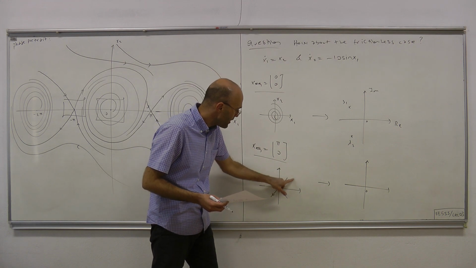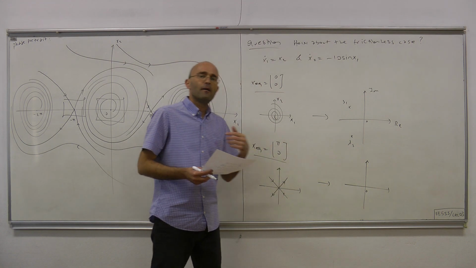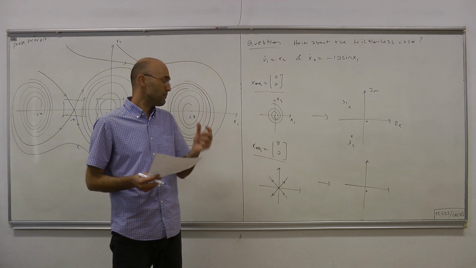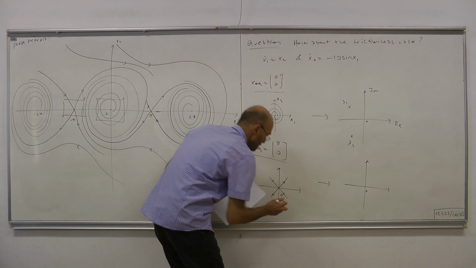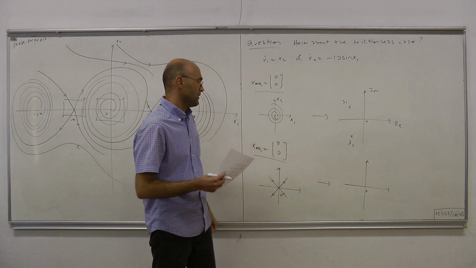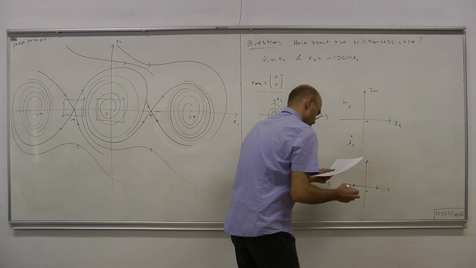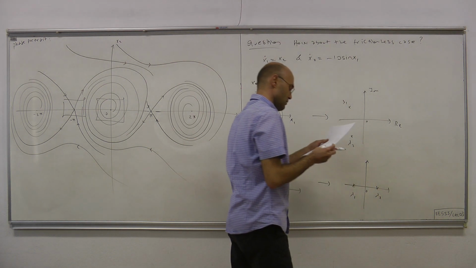This guy is moving away from the origin, therefore this eigenvector must correspond to a real eigenvalue which is positive, and likewise this guy is moving toward the origin, therefore this eigenvector must correspond to an eigenvalue which is negative. Therefore, we must have a real pair. One of them is strictly negative, the other is strictly positive.